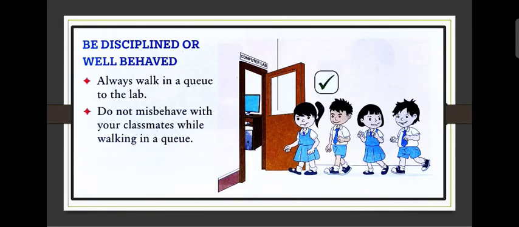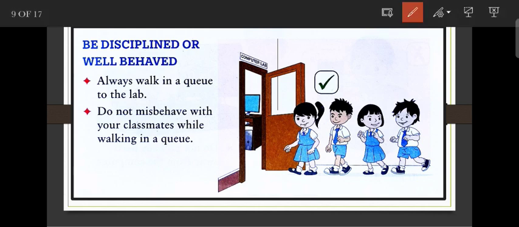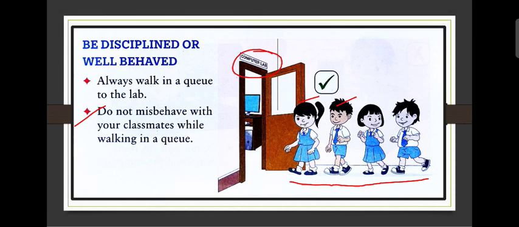Next is be disciplined and well behaved. Here you can see some children entering the computer lab. So always walk in the computer lab one by one. Here you can see they have entered the computer class one by one. And next is do not misbehave with your classmates while walking in the queue. So do not misbehave with each other when you are entering the computer lab.